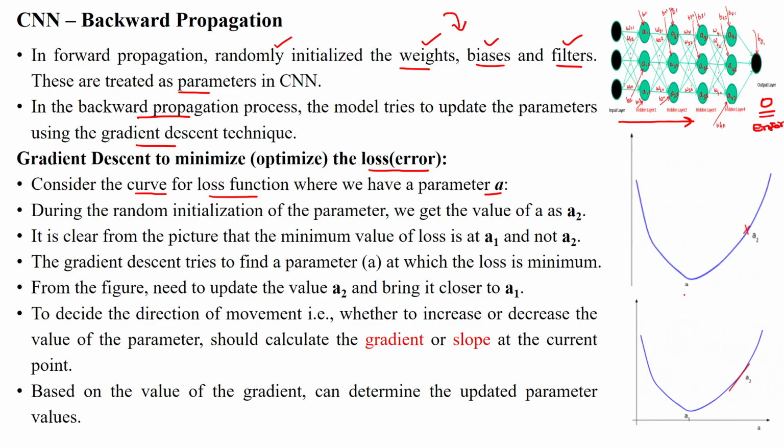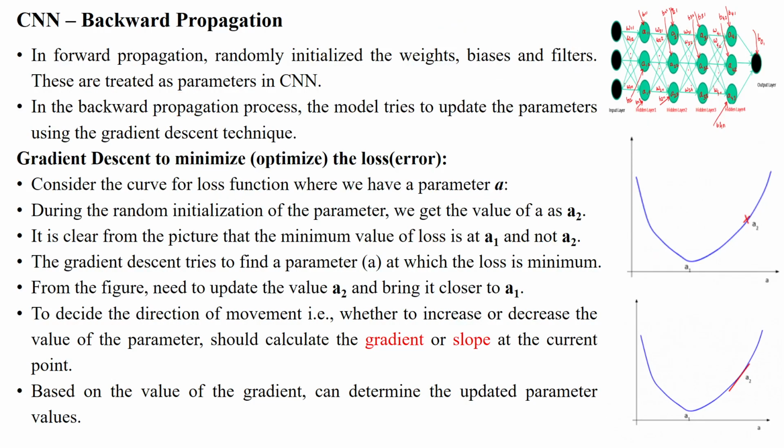So here we are having the converging curve. Here we are having the parameter a in it, and this is indicating the random initialization value. Here the value we get is a2. So this is the a2 we are having. So it is clear from the given figure that the minimum value of loss is available at a1, not at a2. So here a2 is having more error, and a1 is having minimum error.